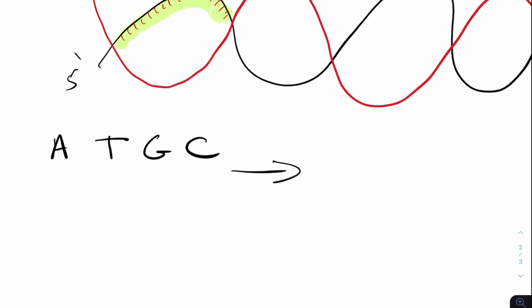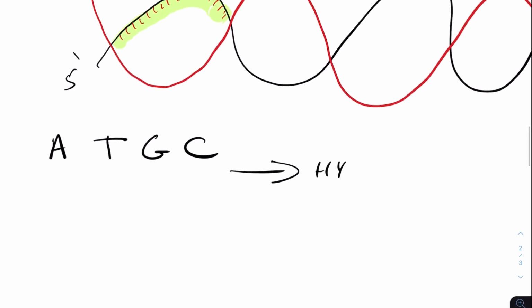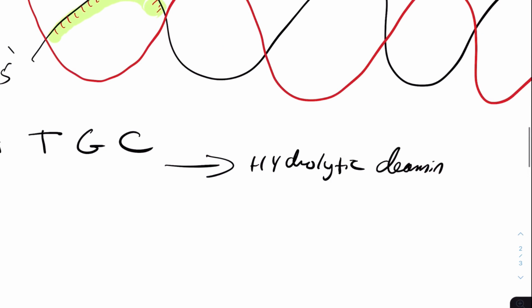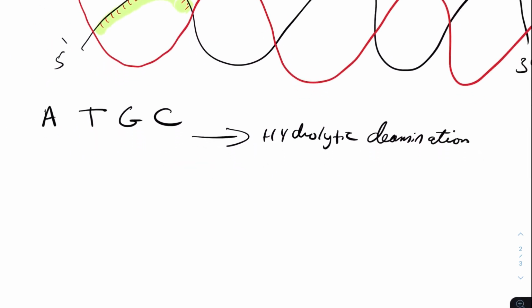Now, how do they get damaged? We talked about this before, and you can look in the PowerPoint. The most common way we end up getting damage to a single base is through hydrolytic deamination. This is the number one cause for damage to a single base.